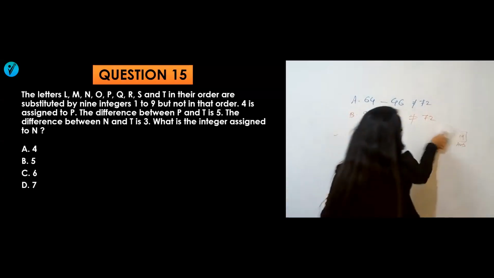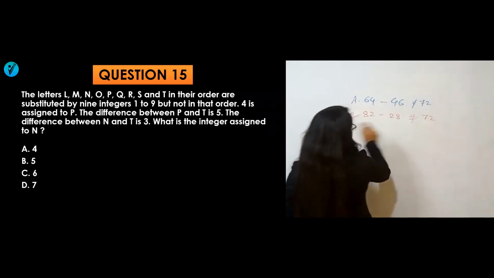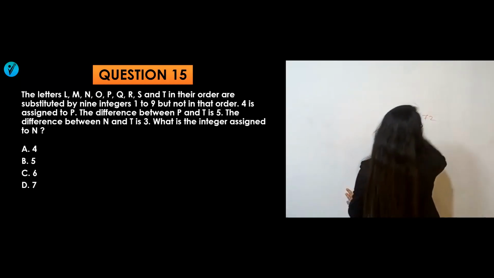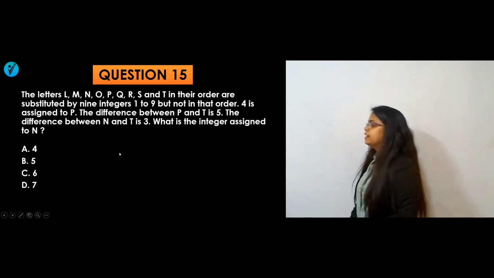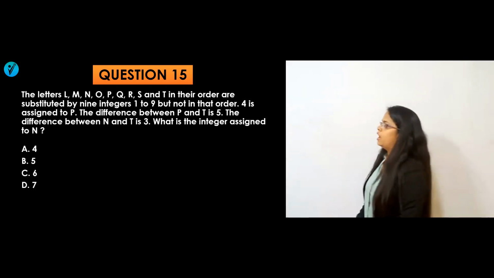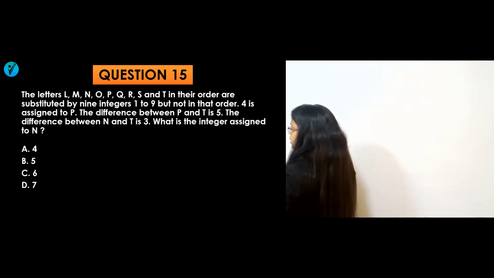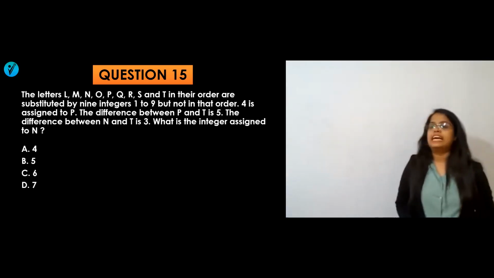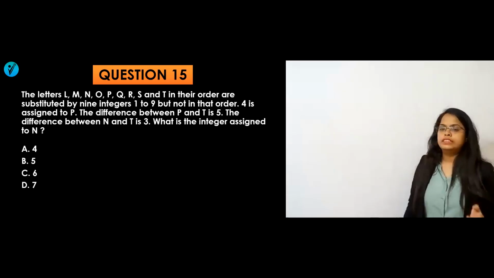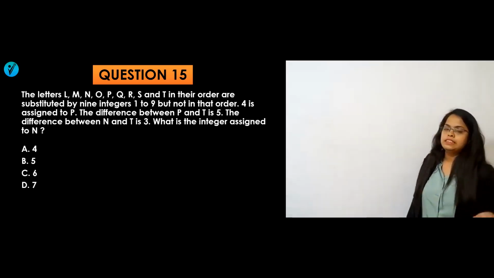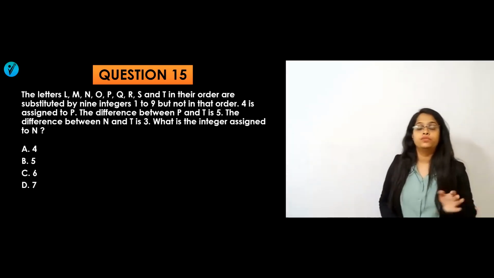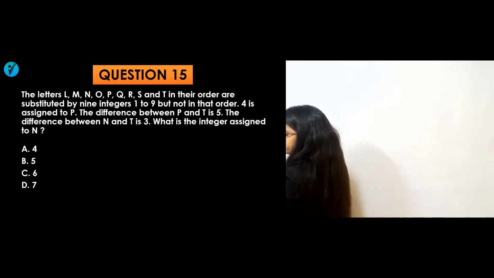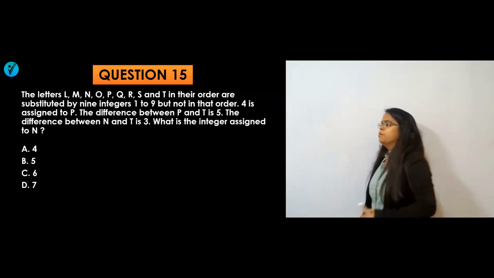Question number 15 is here. What are they saying in this question? The letters L, M, N, O, P, Q, R, S, and T, in their order, are substituted by 9 integers, 1 to 9, but not in that order. That means we have to assign the numbers 1, 2, 3, 4 up to 9 to these letters. They have given some logic for that.